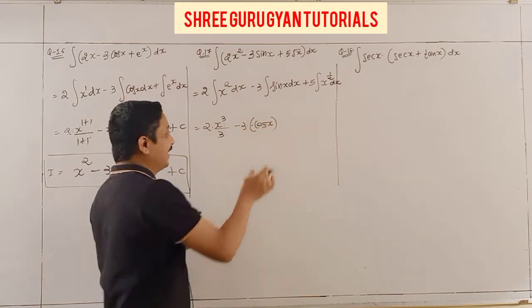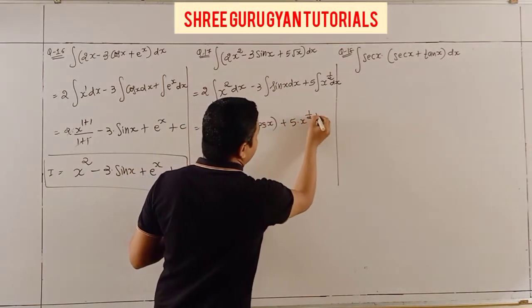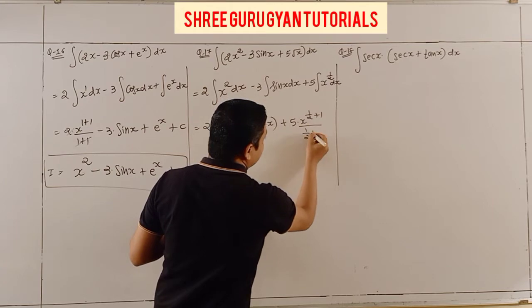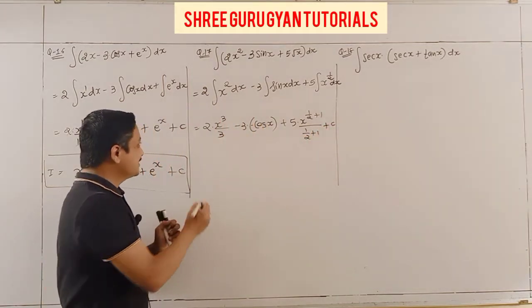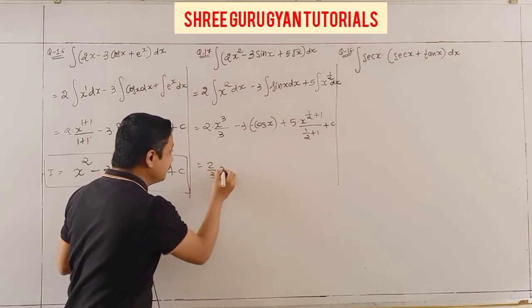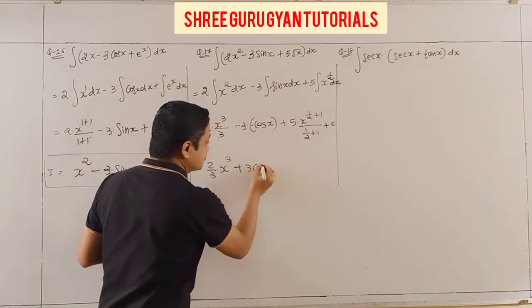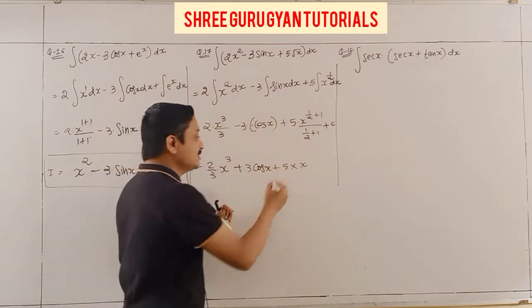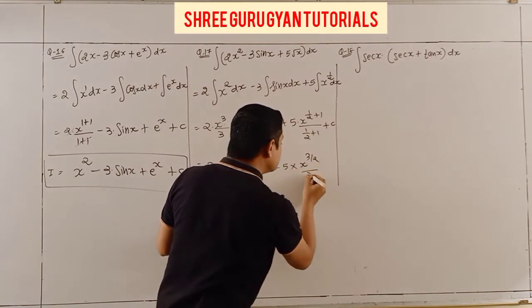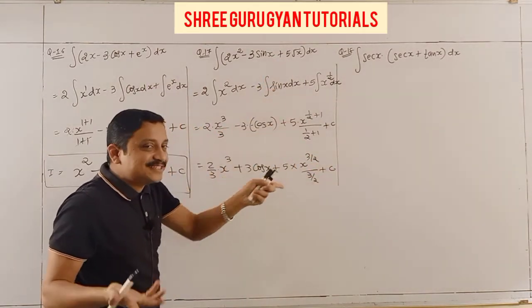Correct, no? And the last answer is 5 over half plus 1, with half plus 1, plus c. It is the first formula operated. So here students, my answer is x raised to 3 plus 3 cos x. And here 5 x raised to half plus 1 means 3 by 2, 3 by 2, and this 5 is written the same.